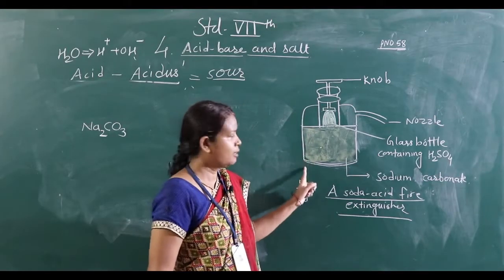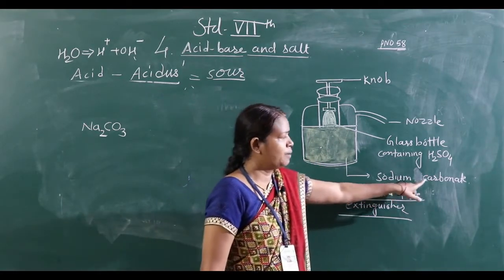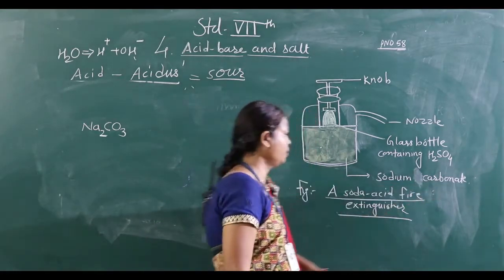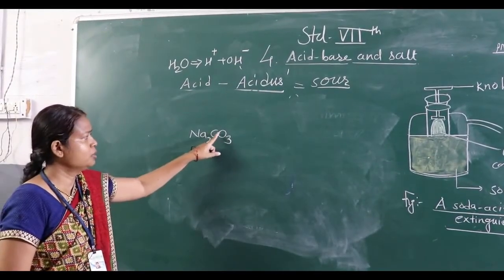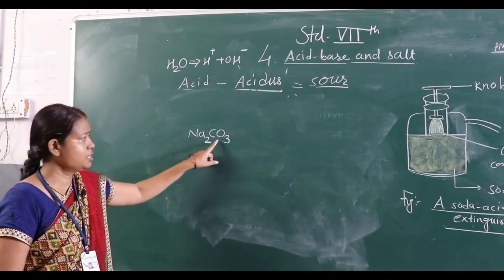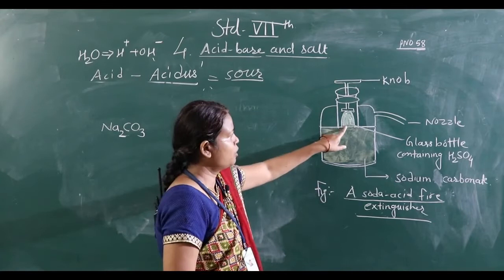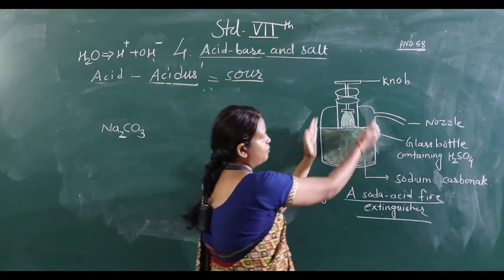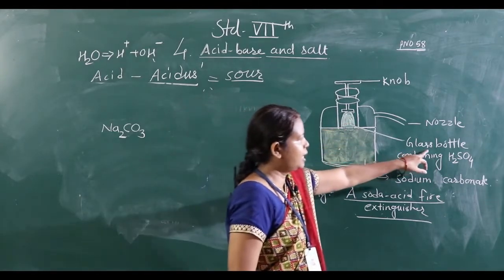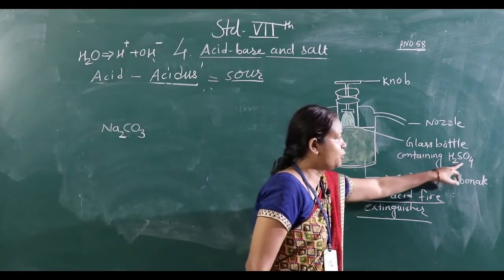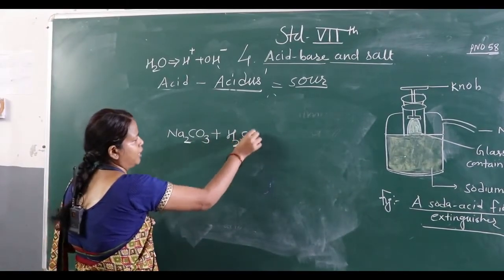Students, in this diagram, at the bottom of this bottle there is a solution of sodium carbonate. The formula of sodium carbonate is Na2CO3. This is sodium, this is carbonate. In another small glass bottle inside this big bottle, there is sulfuric acid.